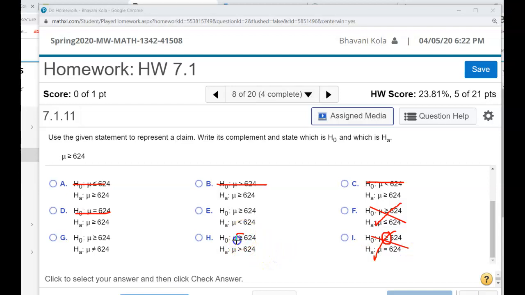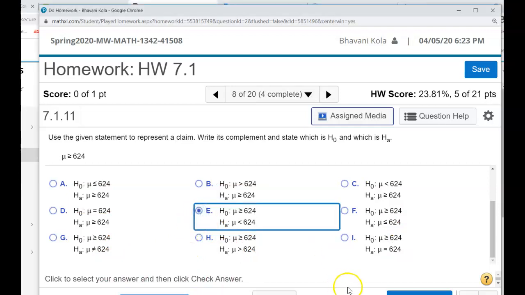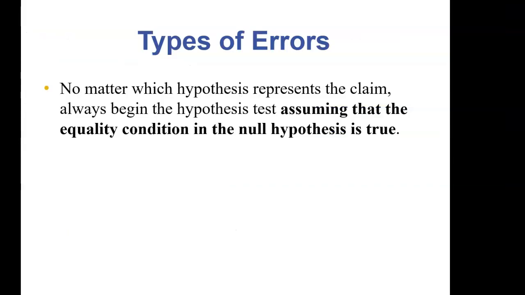When you look at this one, this is greater than, and this is also greater than, so not this. Not this, because greater than and equal to are not equal to. Do you see that? They're not opposites. So the only option I'm left with is option E. So be very careful when you check your options. And then check. You've seen an example. Let's go ahead and look at the next step into the process.